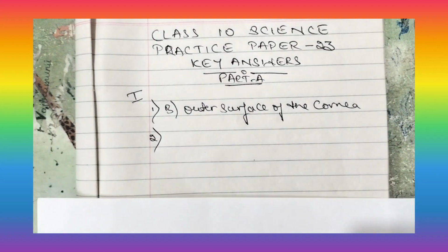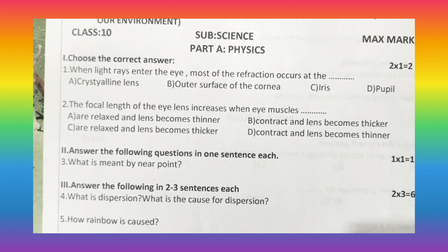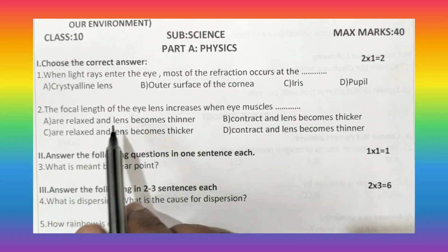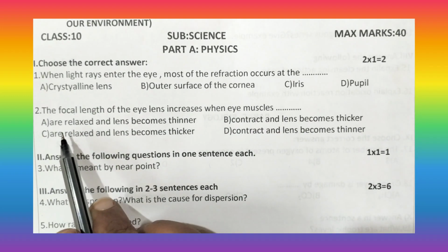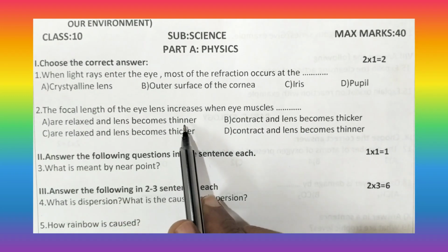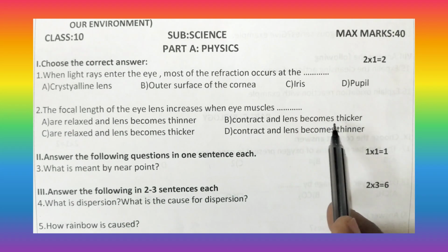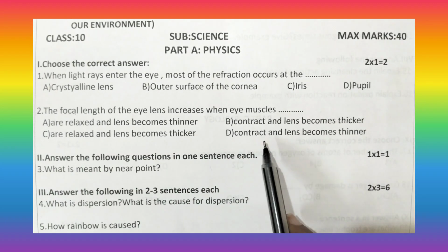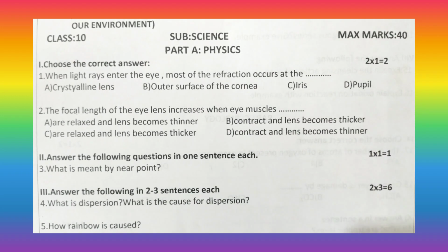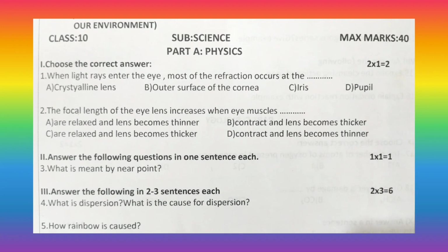So now let us move for the second question. The focal length of the eye lens increases when eye muscles dash: are relaxed and lens become thinner, contract and lens become thicker, or relaxed and lens become thicker, contract and lens become thinner.